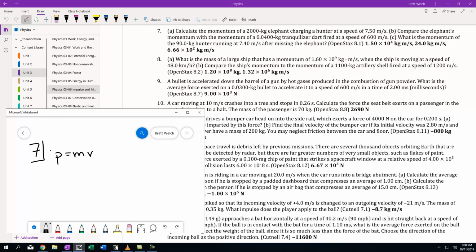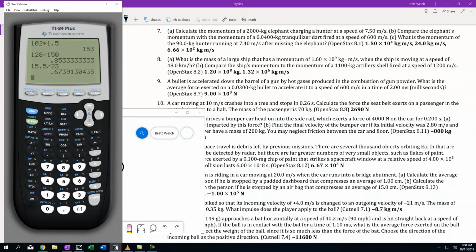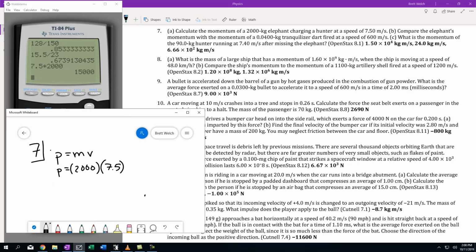of an object. And so the momentum of the elephant is 2,000 kilograms times a speed of 7.5 meters per second. Moving pretty quick for an elephant. We multiply those together. 7.5 times 2,000 should come out to 15,000. So the momentum is 15,000 kilograms meters per second. So there's our first answer.